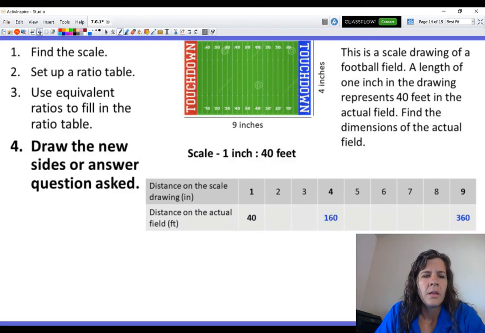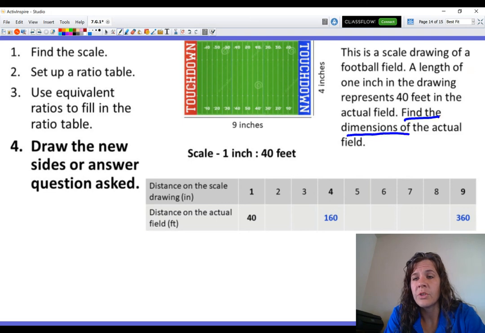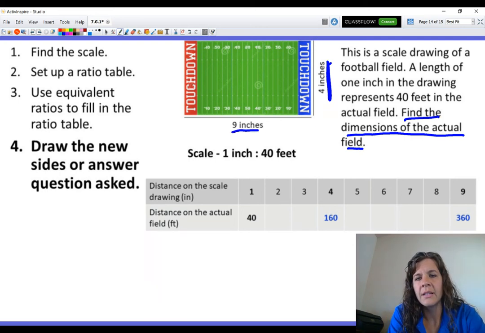But we need to draw the new sides or answer the question asked. Well, the question asks us to find the dimensions of the actual field. Using the ratio table, I knew that I needed to look at the 4 inches for the length of the side, the end zone side. How long or how wide is the end zone going to be? And then 9 inches for the sideline. How long is the sideline going to be?